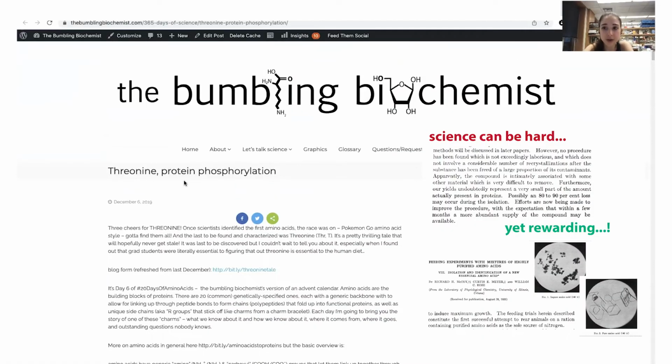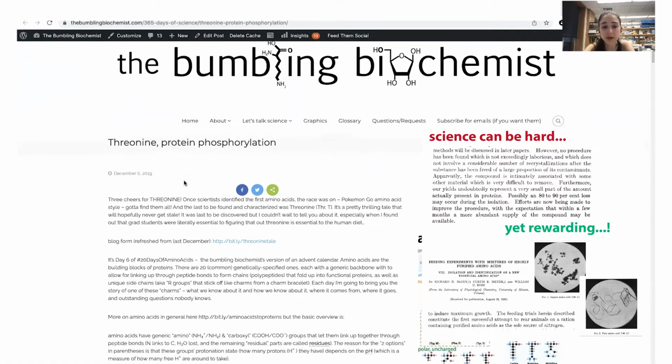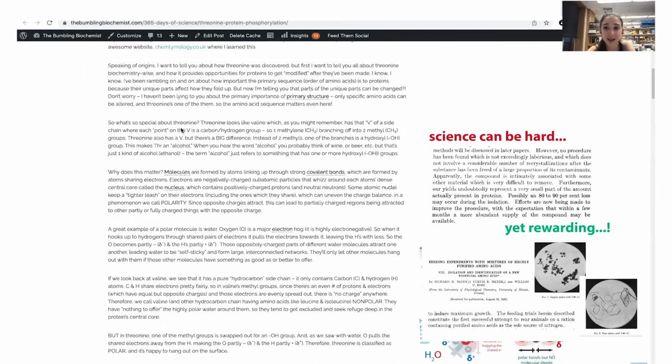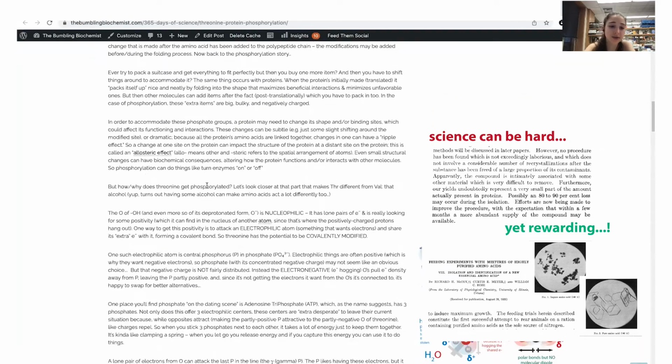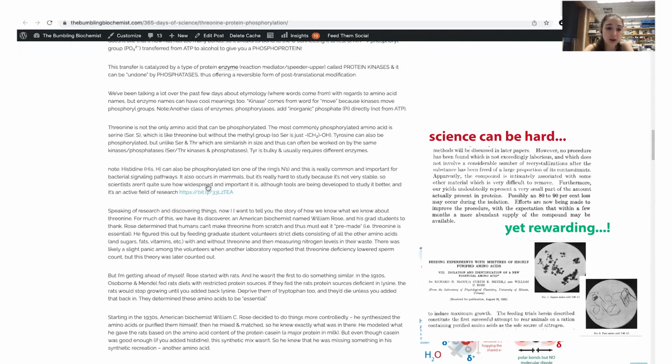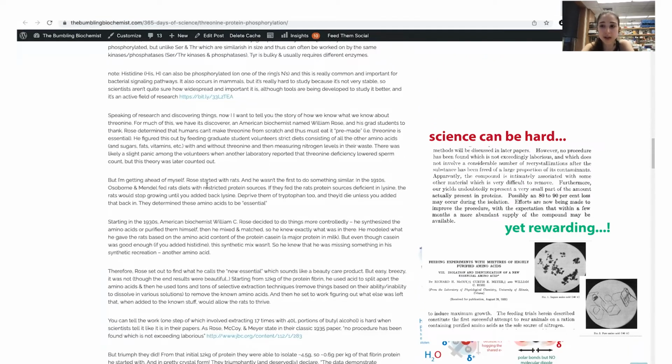Okay, so for this, I'm going to take you to my blog post because I need to look at my notes so I don't get anything wrong. And you can also find this whole story there. So threonine was the last of these 20 amino acids to be discovered.